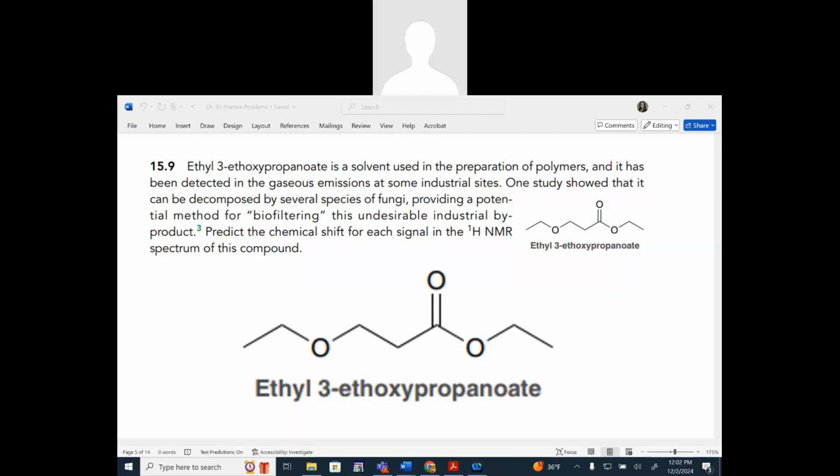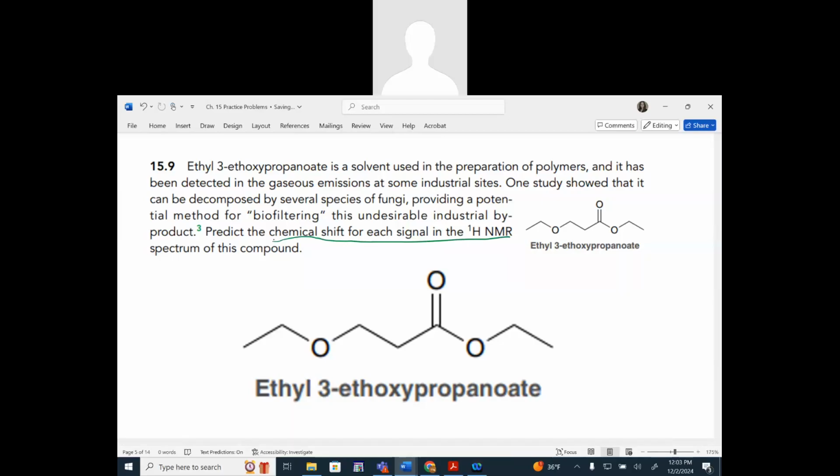For problem 9 from chapter 15, we're given the compound ethyl 3-ethoxypropanoate, and we're told some information about its use as a solvent with polymer preparation. And we're asked here to determine the chemical shift for each signal in the proton NMR spectrum of this compound.